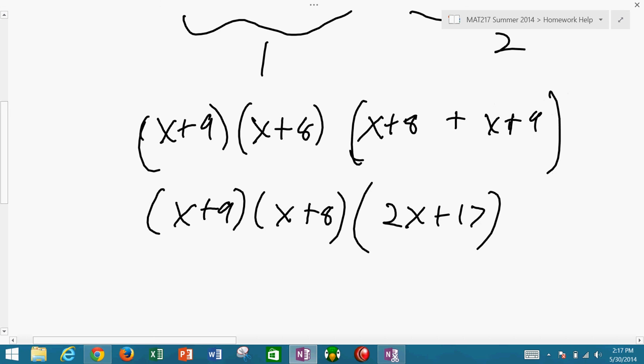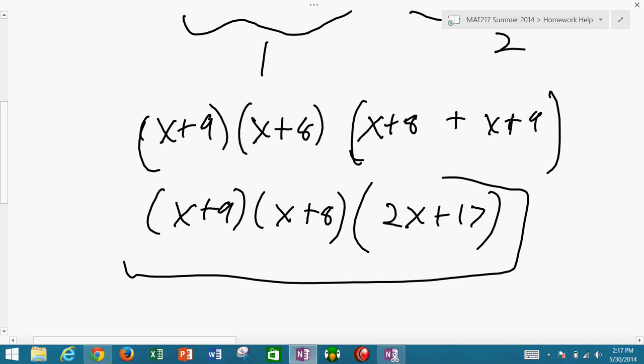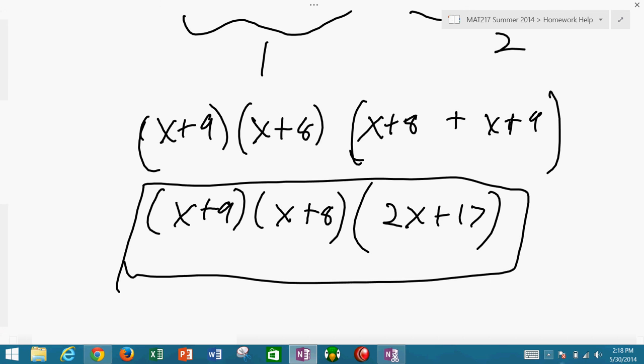And you can see now there's nothing left to factor. I have three factors all separated by multiplication. So we're done. There you go. I hope that helps.